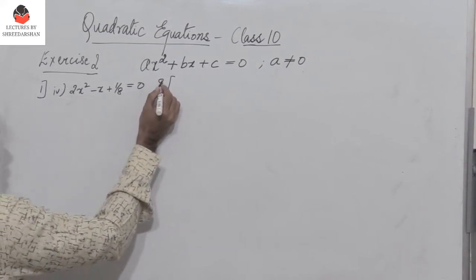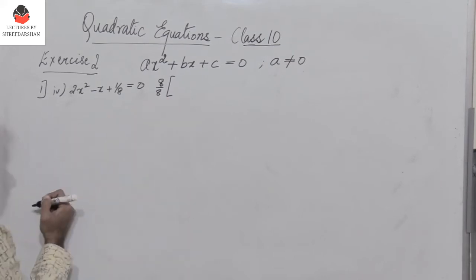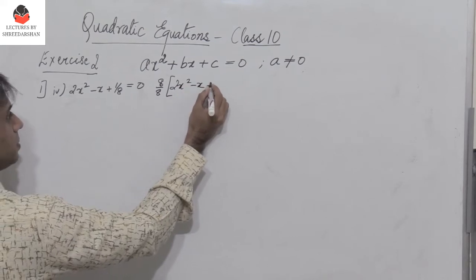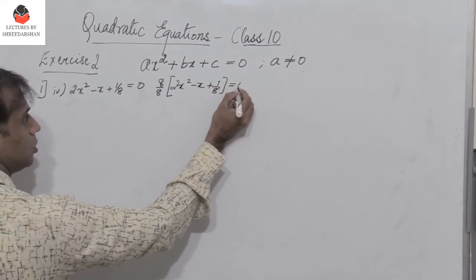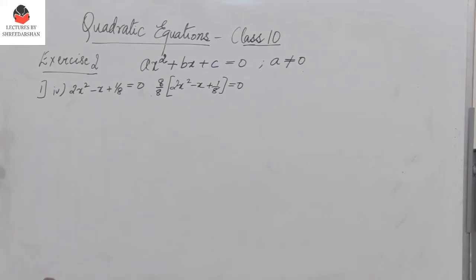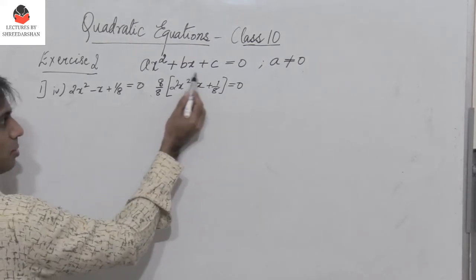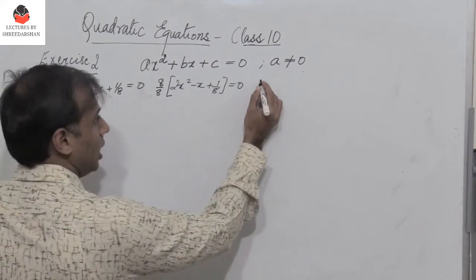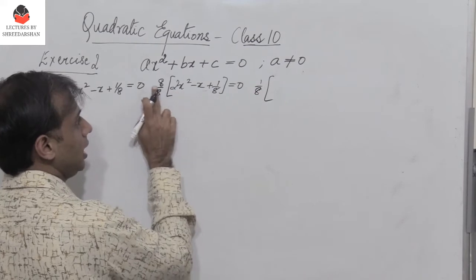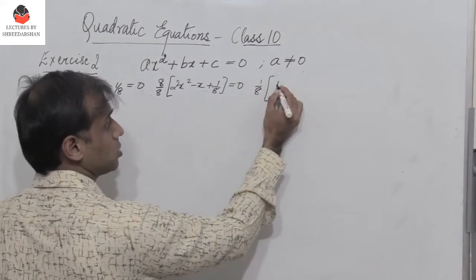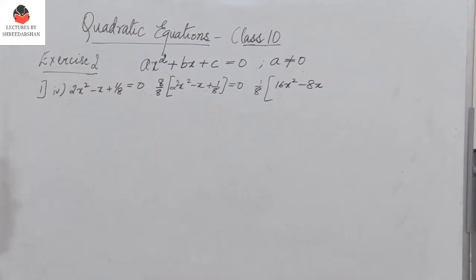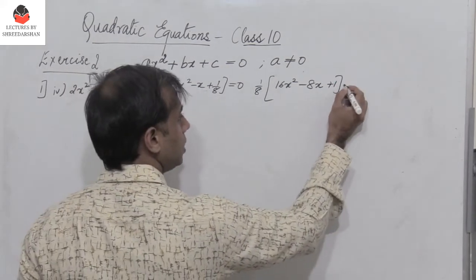If I divide and multiply by 8, I basically get 2x squared minus x plus 1 by 8 equal to 0. So 8 by 8, the value of the equation does not change. Now I multiply this equation with 8. So I have 1 by 8 into 8 into this entire equation. So I get 16x squared minus 8x. Here I have 8 into 1 by 8, so this becomes plus 1 equal to 0.